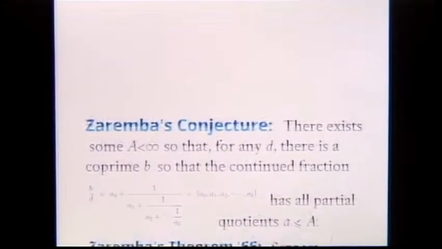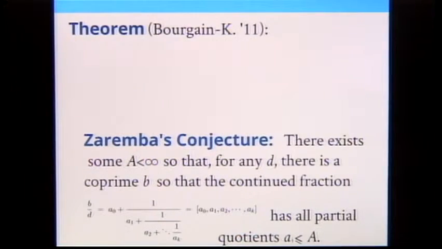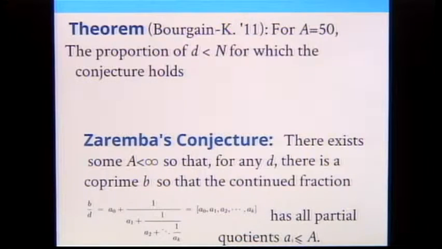Nonetheless, there's been some recent progress. As I said, this is work with Jean Bourgain. We showed you can take a equals 50, and this isn't true for every integer d, but the set of d up to n for which the conjecture does hold, divided by n, so the proportion of d's for which it holds, has a limit, and that limit is 1. So 100% of the d's, this is the density version of Zaremba's conjecture. So almost every number.